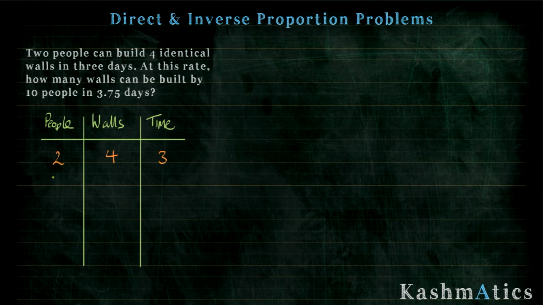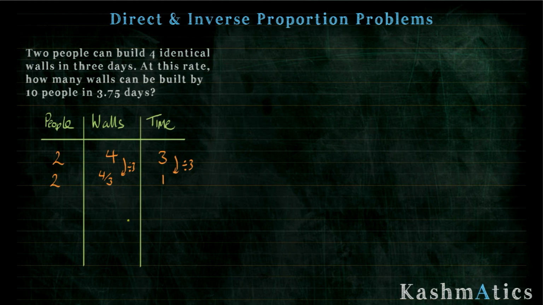Now, I'm going to keep the number of people the same. So let's say I've still got 2 people, but I'm only going to give them a day. So what would they be able to do in a day? If I only give them 1/3 of the time, so I'm dividing by 3 here, they should only be able to do 1/3 of the amount of work. So 4 divided by 3, which I'm just going to write as 4/3.